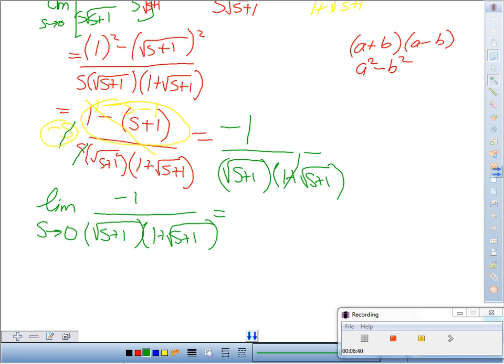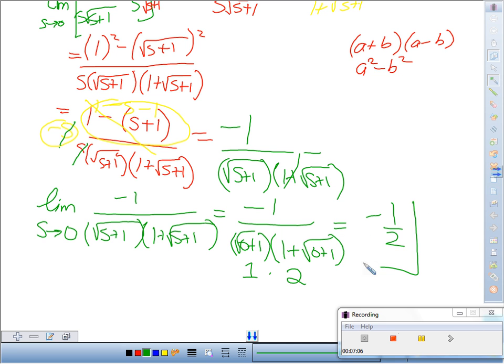Okay, so I'm going to plug 0 in here. I could do a table, but let's just see if we can do it directly. And we get minus 1 over square root of 0 plus 1, 1 plus square root of 0 plus 1. This is 1, this is 2, and I get minus 1 half. Is that the answer? Yeah. That is the answer.